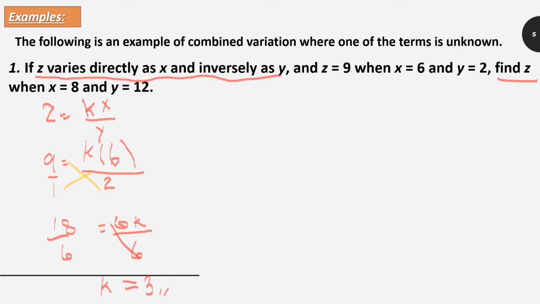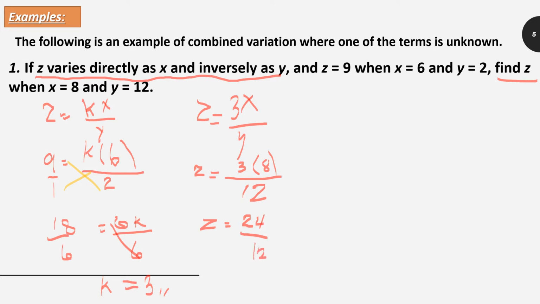After we get k, we need to substitute it into our original equation. Replace k with 3. It becomes z equals 3x divided by y, so we can find z when x is equal to 8 and y is equal to 12. So z is equal to 3 times x, which is 8, divided by y, which is 12. So z is equal to 8 times 3, that is 24, divided by 12, that is equal to 2. Therefore, z is equal to 2 when x is equal to 8 and y is equal to 12. Clear?